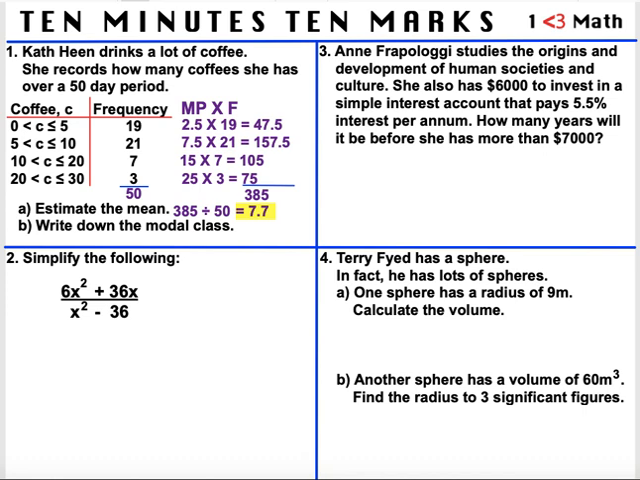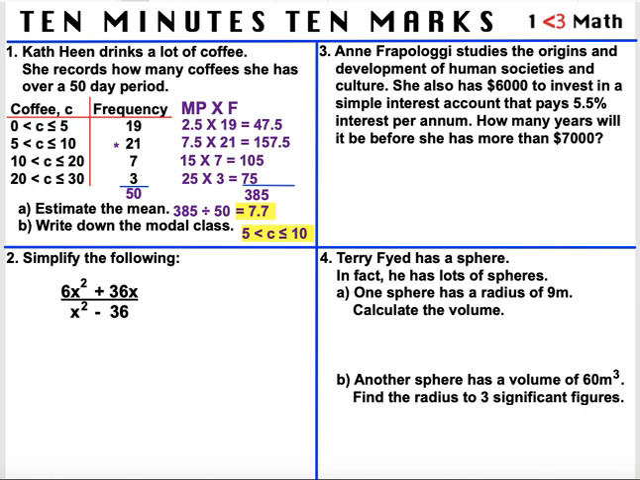To write down the modal class, it is the one that has the biggest frequency. And the biggest frequency is 21. So the modal class is greater than 5 coffees, but less than or equal to 10 coffees. So that would be the points for the first question.